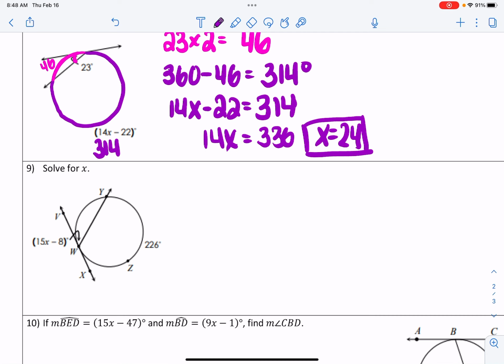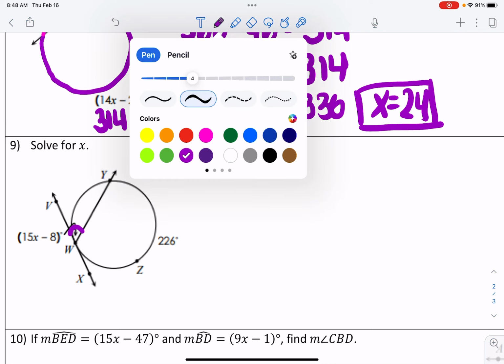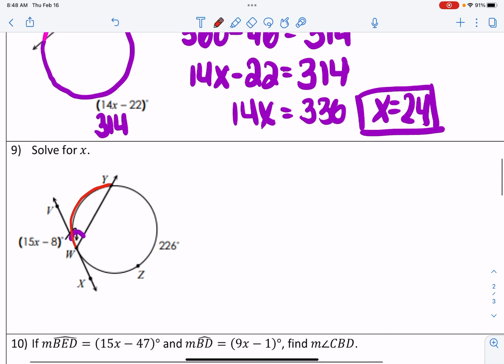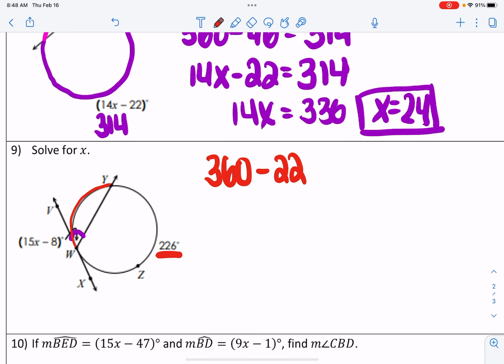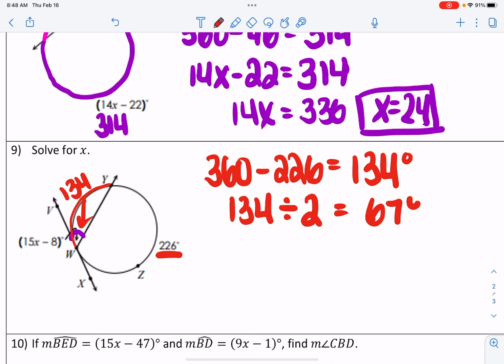Okay, so what I want to start with is trying to find this angle here. If I can find the measurement of this arc, I can find the measurement of that angle. And I can find the measurement of that arc by just doing the entire circle is 360. Part of it's 226, okay? 360 minus 226 is going to be 134 degrees for the arc. To find the angle now, the angle is half of this. So I'm going to do 134 divided by 2, and that's going to be 67 degrees.